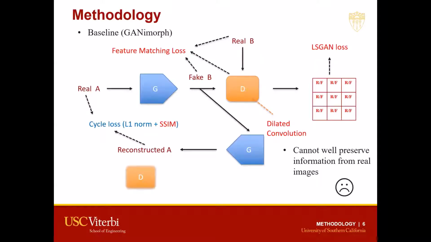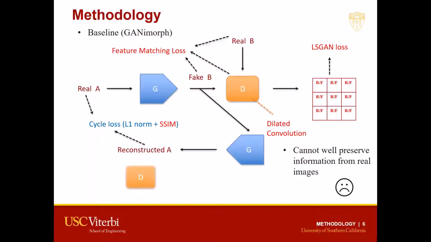Our baseline model is GANimorph, which adopts the cycle pipeline as used in the CycleGAN. The main contribution of it is to use the dilated convolution in the discriminator and treat the discrimination to be a semantic segmentation task. The output of the discriminator is now a map of real or fake values. And based on this map, the generator can be told to focus more on those regions that seem unrealistic.